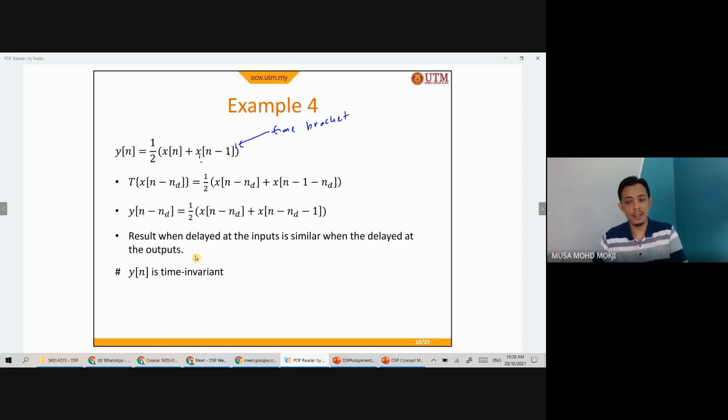Okay, because after the test, if we do the delay first and then do the process, or we do the process and then delay it later at the output, it gives us the same outputs. So it is time invariant.